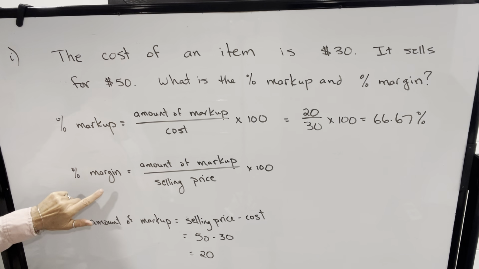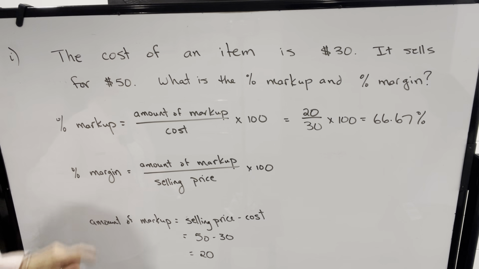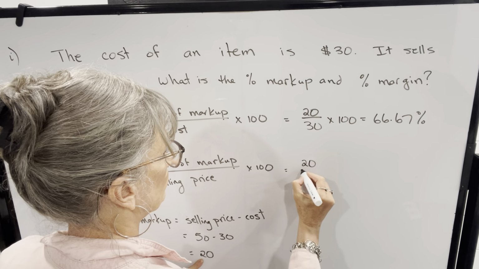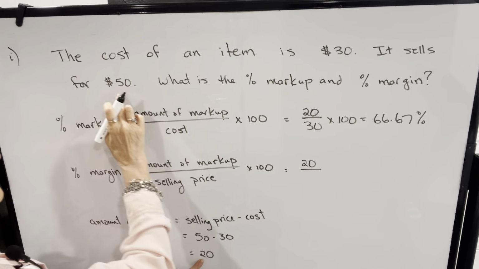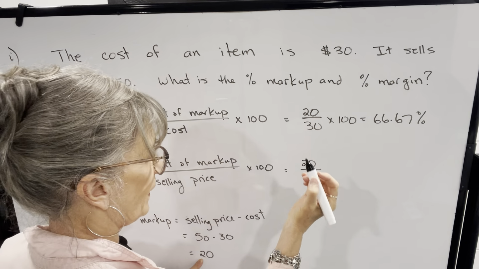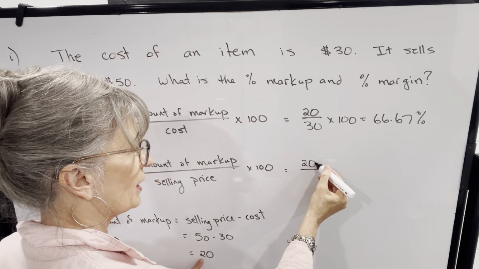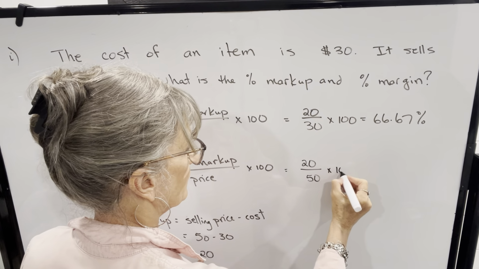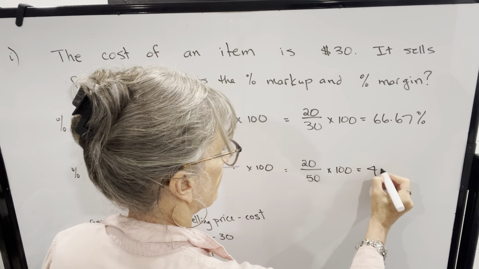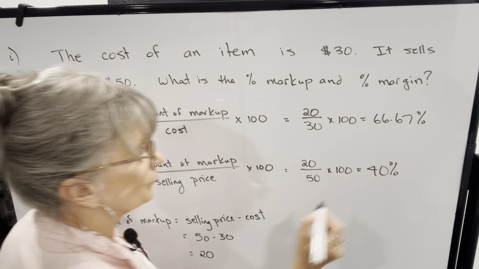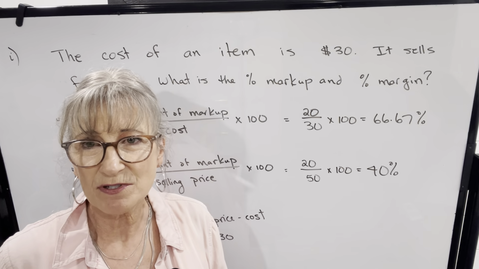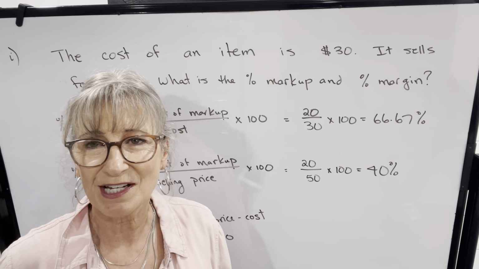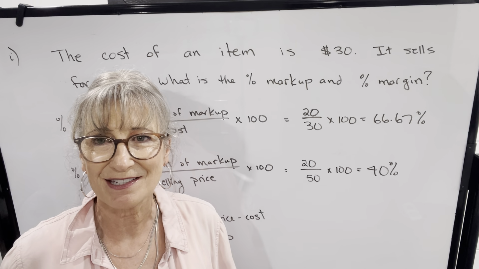On the other hand, if we were finding the percent margin, we would take that same amount of markup, but this time we're going to divide by the selling price. We're going to find what percent this amount of markup is of the selling price of $50, which is 40%. There's a lot of different types of questions that you're going to encounter around markup, so let's just keep going through examples to show some of the things you might see.